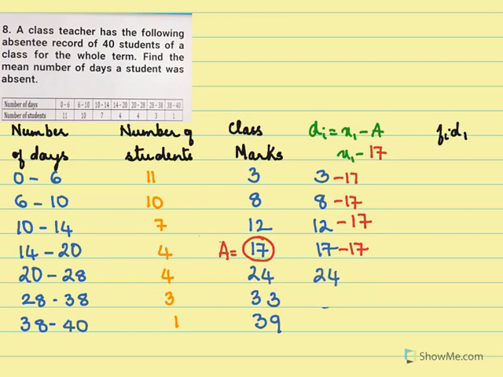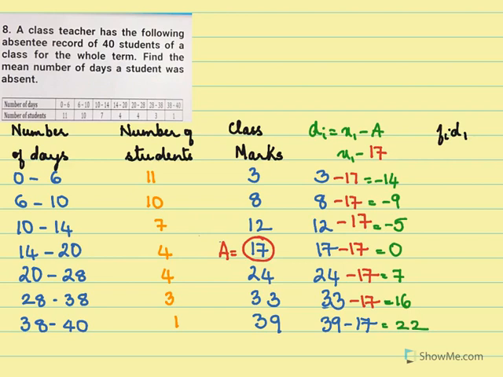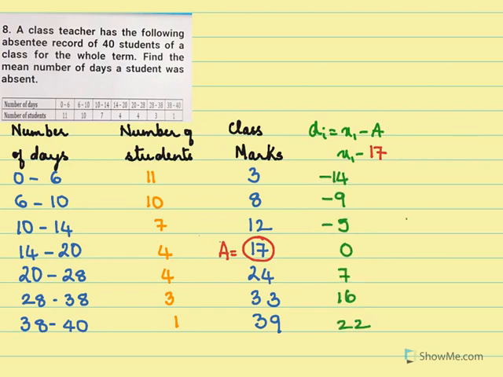So here we have 24 minus 17. Then we have 33 minus 17, and last we'll have 39 minus 17. And this is minus 14. Here is minus 9. When we subtract this, we get minus 5. Here is 0. 7. 33 minus 17 is 16. And this last one comes 22.